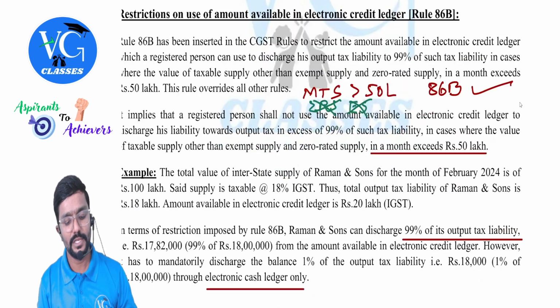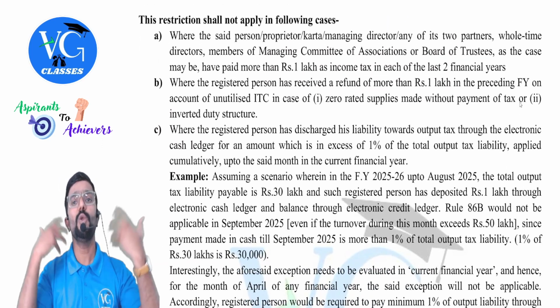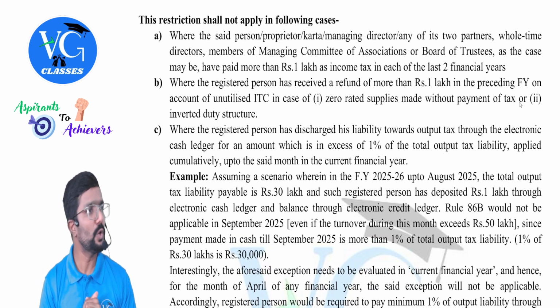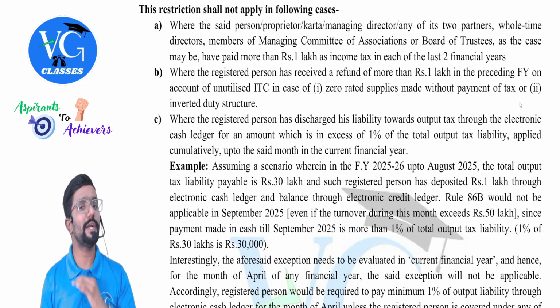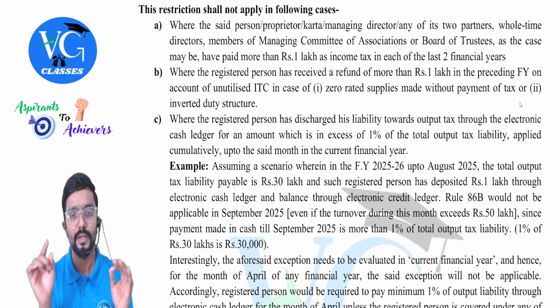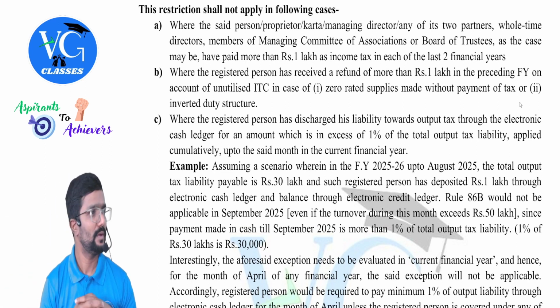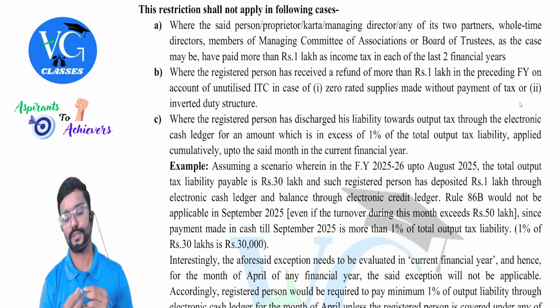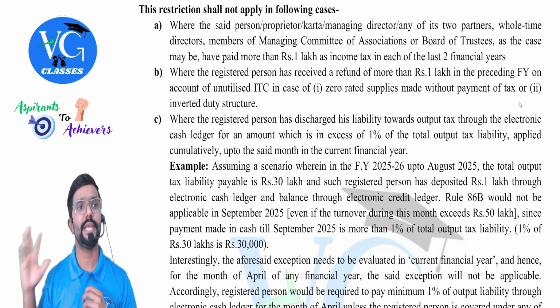Okay, sir. Fine. This is important, guys. They're asking theory questions on this, that is, when Rule 86B is not applicable. This restriction shall not apply in the following cases. Means, in simple words, you can write there: Rule 86B is not applicable in the following cases.